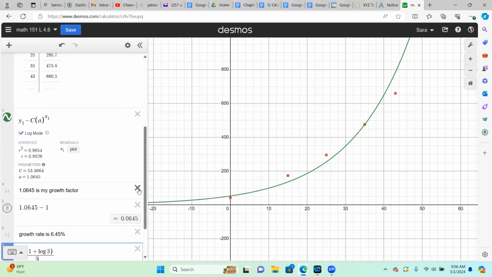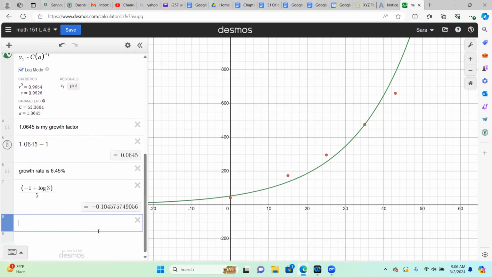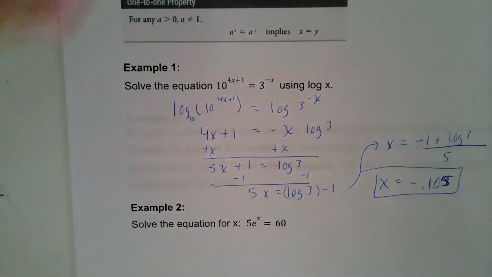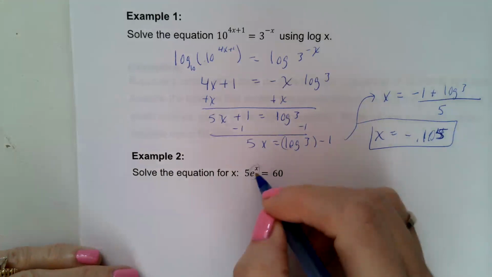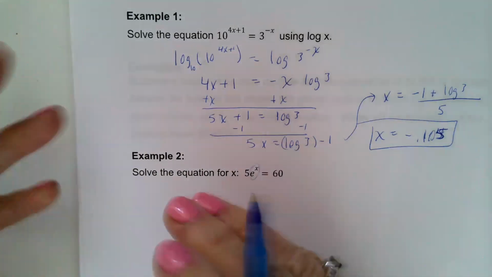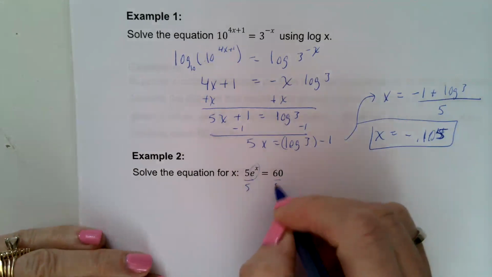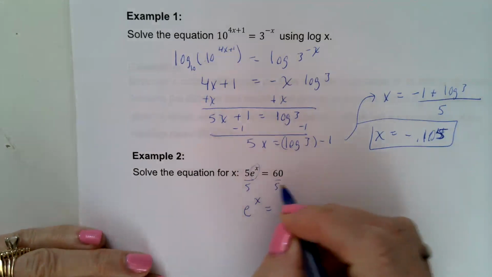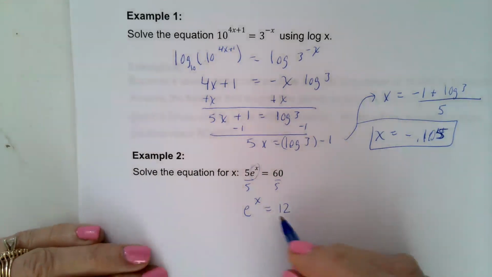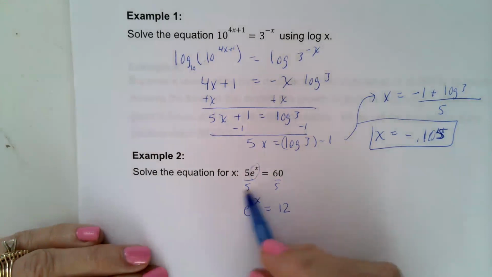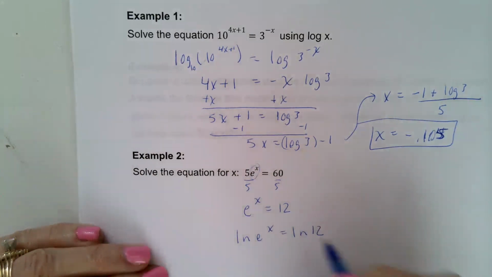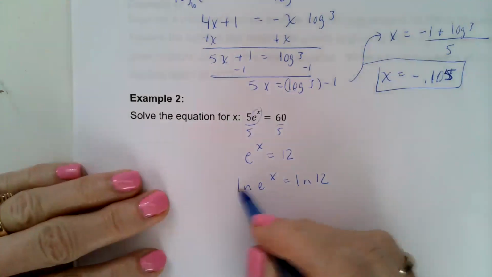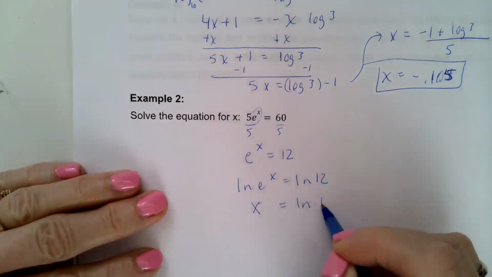Okay, the next one says solve for x. Okay, so now we have the natural number e. So we have to isolate the exponent if we want to be able to take the log or natural log of it. So that means we're going to divide by 5 on both sides. So we'll have e to the x equals 12. And then to undo this exponent, because we need x to come down here, we're going to take the natural log of both sides. And so those cancel and we get x equals the natural log of 12.